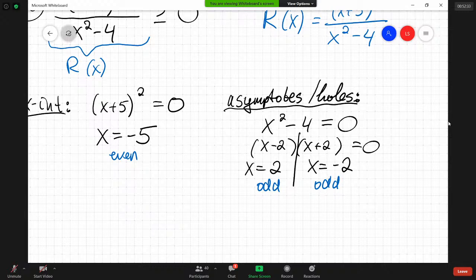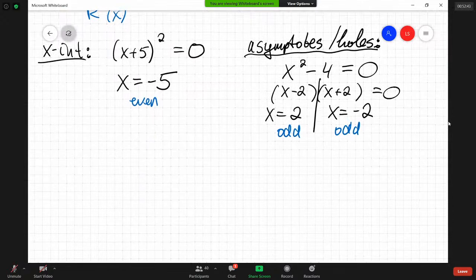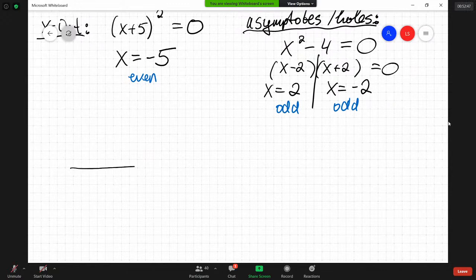However, you have to remember these are asymptotes. They're not points on your graph, so they're not to be included in our interval notation here. So now, yeah, question.